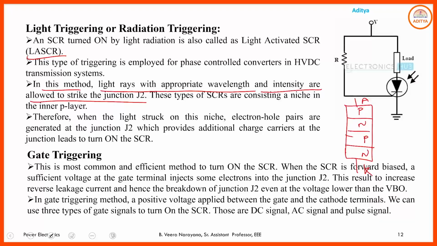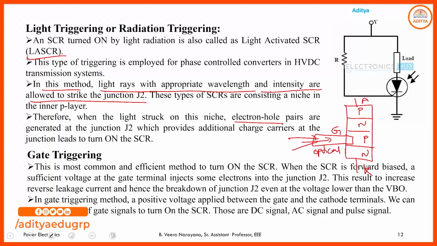Near this gate there is a niche, and here you have the optical fiber, through which the light rays must strike near the gate terminal of the SCR. Whenever the light strikes the niche, electron-hole pairs are generated at the junction J2, which provides additional charge carriers at the junction, and this leads to turning on the SCR. That is a simple representation of light triggering.